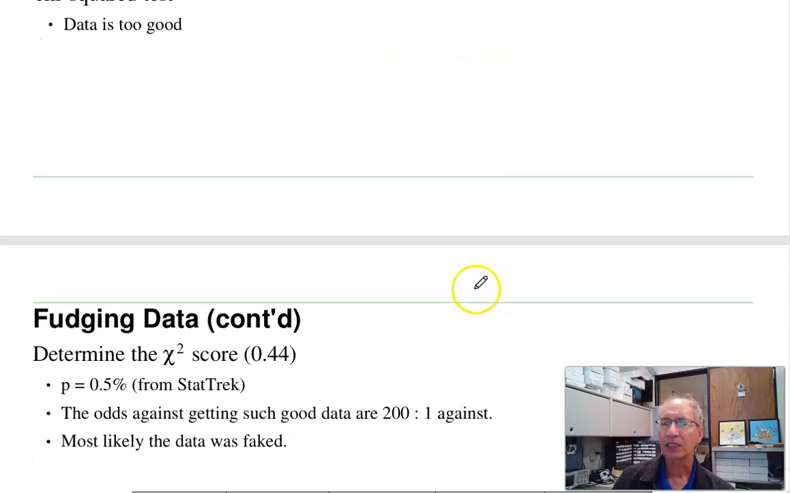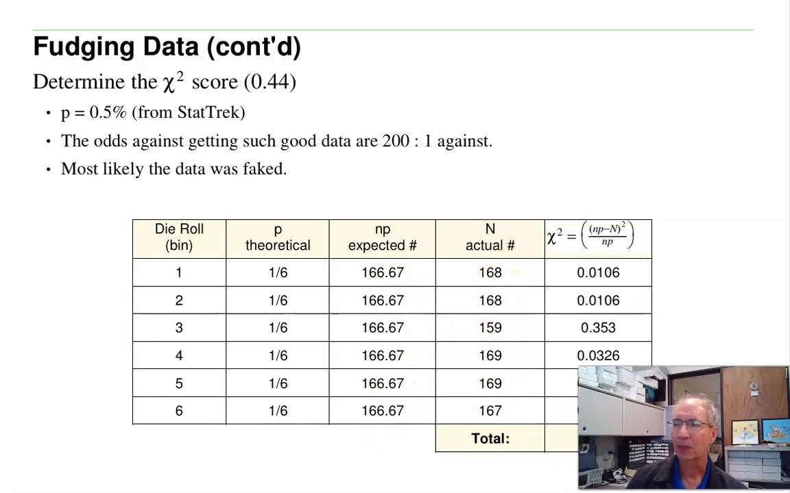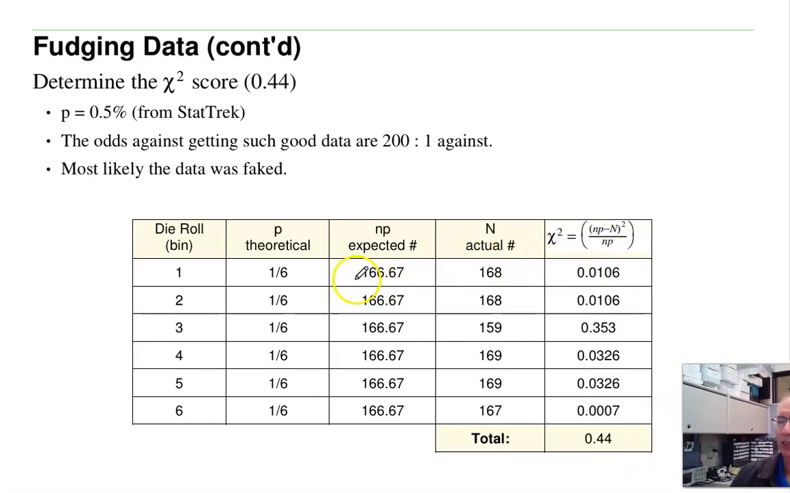Well, to do that, let's calculate the chi-squared score. Here's how many times I should get each number with 1,000 rolls. Here's how many times I actually got it. Take the difference squared divided by 166, difference squared divided by 166, add them all up, I get 0.44.